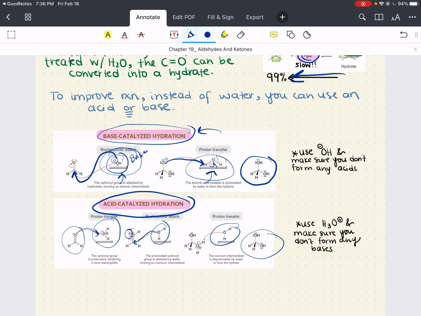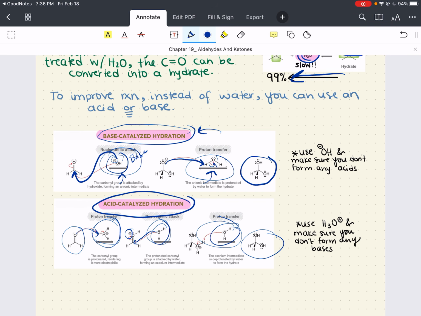Look at this process, this acid catalyzed hydration. Nowhere in the process do we form any bases. That's another good way to check. Whenever you're drawing the mechanism for an acid catalyzed reaction, you can double check that you're doing it right if you do not form any bases. It's just simply acids. We're dealing with acids, hence why it's called acid catalyzed hydration.